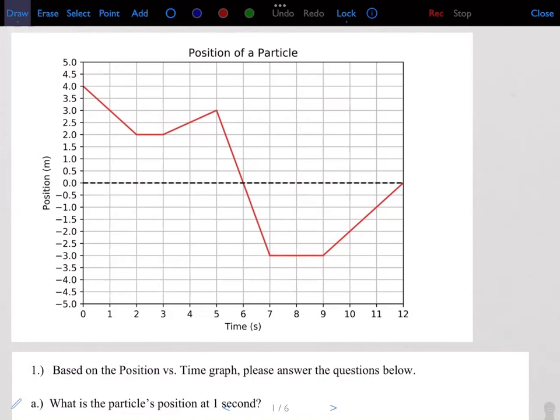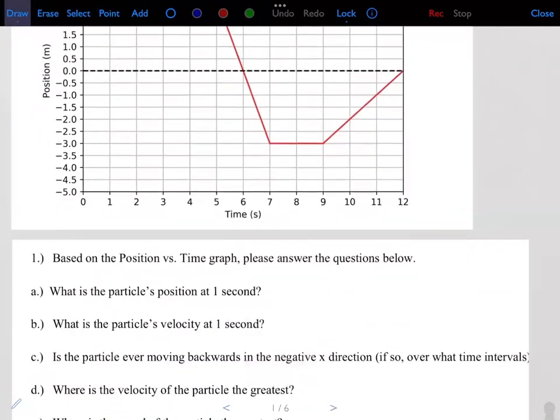So the first question here says, what is the particle's position at 1 second? So if we go to 1 second, so right here, 1 second, go up to the graph, right? Because we're asking a question about position, and I can just read off the value. It looks like it's at 3 meters. So this is going to be 3 meters.